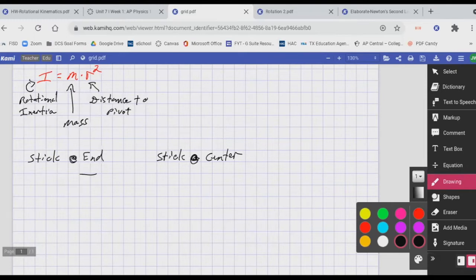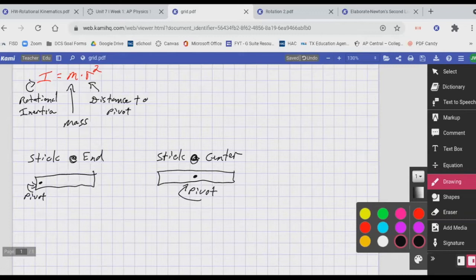All right, so then here's my stick. There's the pivot. Let's call the pivot right there. And then here's my stick. Let's put the pivot right there. Let's say that that's the center right there. So one is grabbing the baseball bat from the knob. One is grabbing the baseball bat from the center, saying, okay, it's pivoting there at the center.